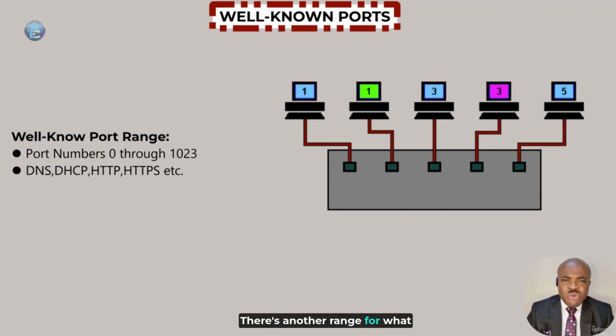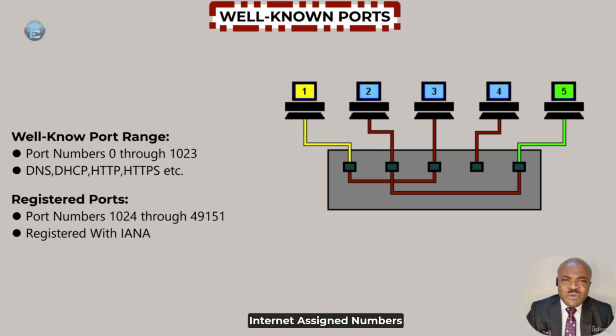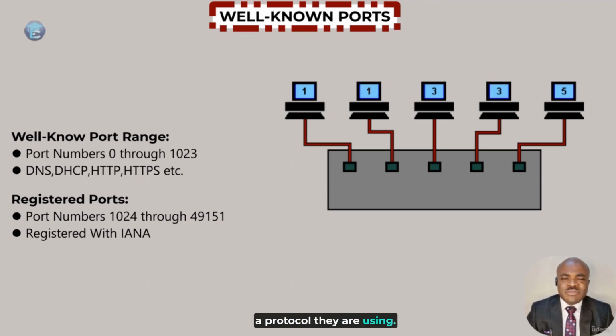There's another range for what we call registered ports from 1024 to 49,151. Registered ports are where a vendor or organization will register a protocol with the Internet Assigned Numbers Authority, or the IANA. This is where vendors may have a specific port assigned to a protocol they are using.